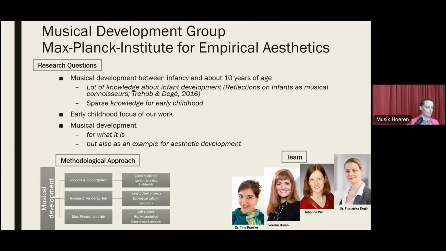What we do is that we study musical development, and also study it as an example for aesthetic development, and try to have a broad look at musical development. On the one hand, we do a lot of field work in different kindergartens and schools. On the other hand, we work together with a research kindergarten, and as a third road of incoming information, we also have kids coming to our lab. We use that methodological approach to get some sort of comprehensive picture about musical development.